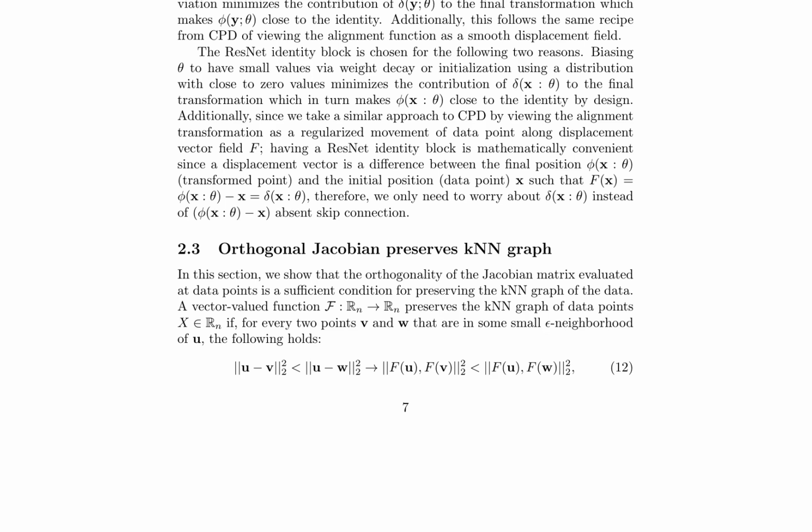A vector-valued function f: R^n → R^n preserves the kNN-Graph if, for every 2 points v and w in some small epsilon neighborhood of u, the following condition holds: ||u − v||₂² < ||u − w||₂² → ||f(u) − f(v)||₂² < ||f(u) − f(w)||₂². This condition ensures that the transformation maintains the local structure of the data points, which is essential for maintaining the integrity of the data during alignment.